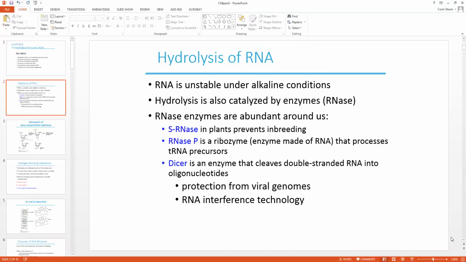RNA is unstable under alkaline conditions. You can have hydrolysis that's catalyzed by enzymes like RNase, and they're abundant. You have RNase in plants to prevent inbreeding. You have RNase P, which is a ribozyme that processes the tRNA precursors. And Dicer is an enzyme that cleaves double-stranded RNA into oligonucleotides. Again, these are both protection from viral genomes, as well as being incorporated for use in RNA interference technology.